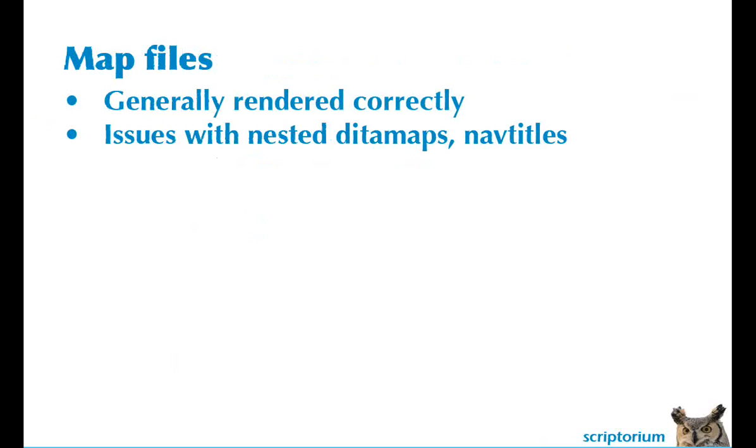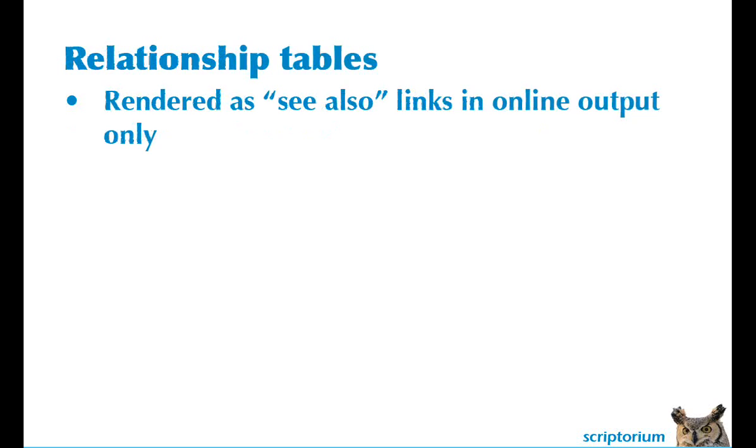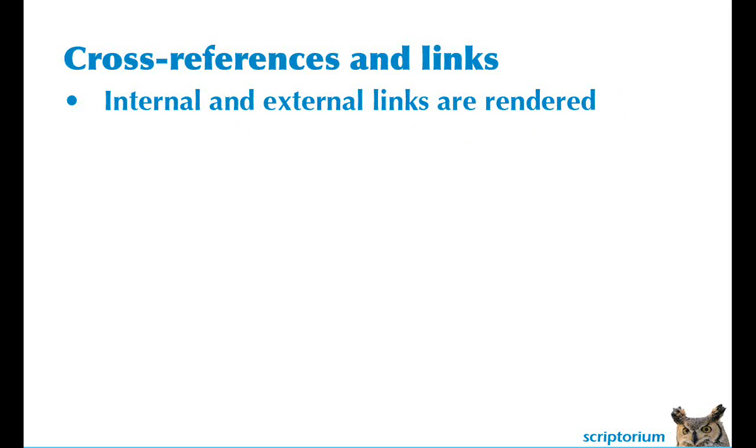And I think we've been through most of these. I just wanted to give you a quick review here. The map files. Map files are generally rendered correctly. They generally show up correctly, but we have some issues with nesting, and we have some issues with nav titles. They sometimes don't quite behave. Relationship tables were rendered. We didn't do anything particularly complex with them, but it did appear to work.